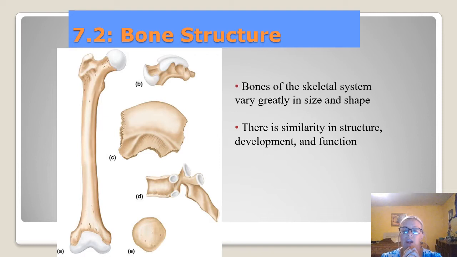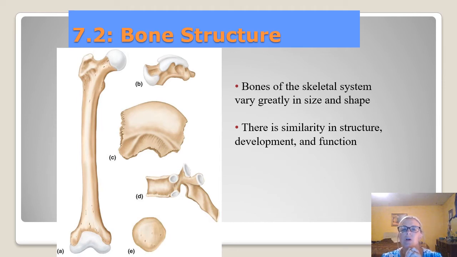So a bone's shape makes possible its function. So even on a larger scale, structure determines function. You can see here we have a diverse size and shape. These vary greatly in their different size and shape. They do have similar structure, development, and function in some ways.